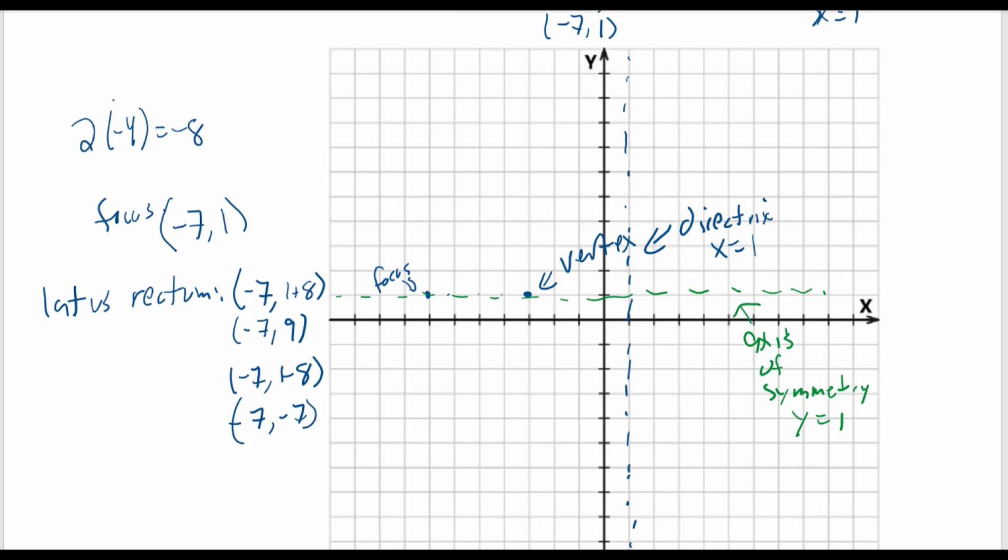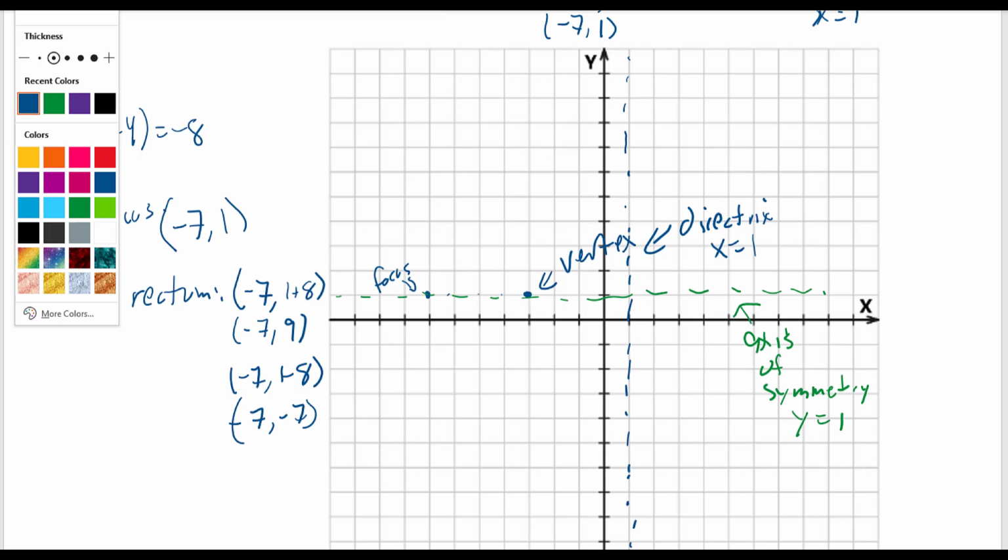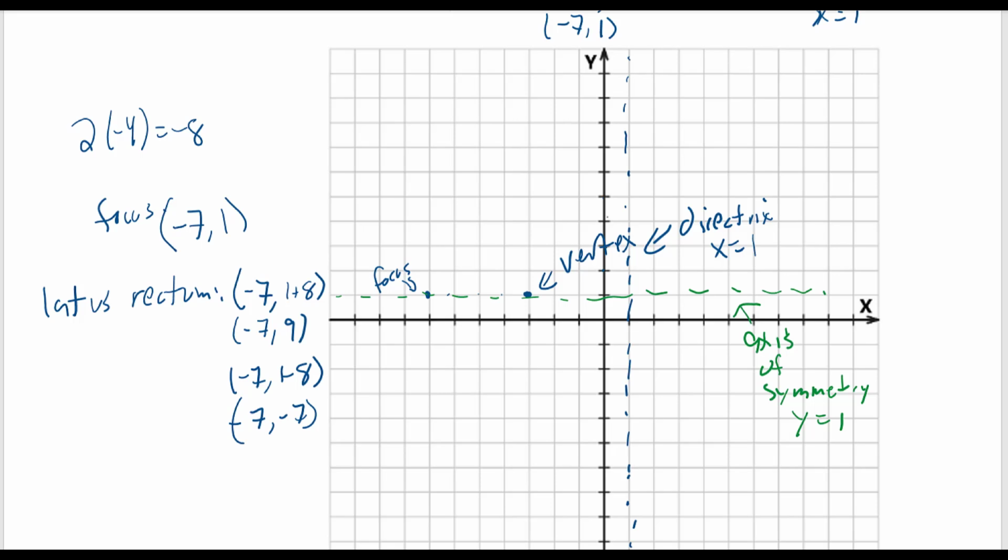So that's going to go, so it's -7, 9. I think this goes to 11. 1, 2, 3, 4, 5, 6, 7, 8, 9, 10. So 9's here. Oh, it needs to be over here. Sorry. And then -7, -7. So 1, 2, 3, 4, 5, 6, 7.